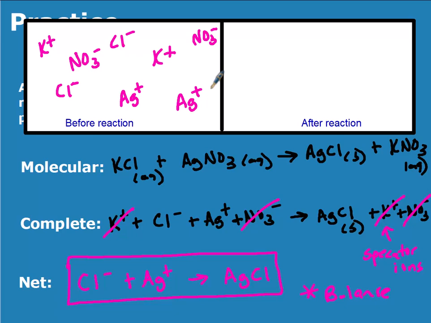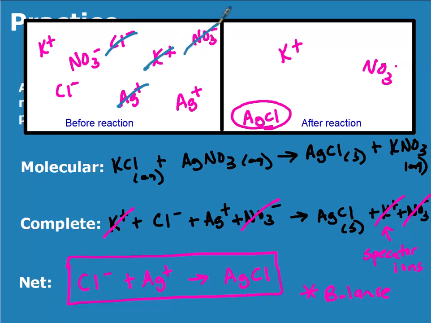Well, one of our products is silver chloride, and it's a solid. So our solids should be together and on the bottom. So we've used one silver and one chloride up. And now I need my potassium and my nitrate, but it's still aqueous. So I have one potassium and one nitrate.